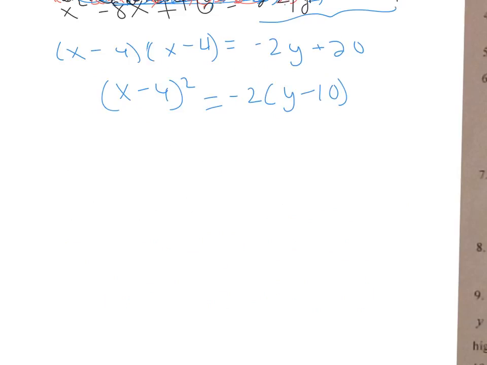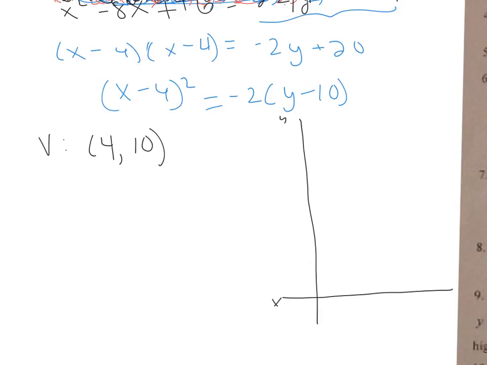All right, so I'll identify my vertex. My vertex is (4, 10). And I'll draw a picture here. So I have 1, 2, 3, 4. 1, 2, 3, 4, 5, 6, 7, 8, 9, 10. There's 9 and there's 11. So I have (4, 10), which is right here. That's my vertex. All right, so now I need to get my focus and my directrix.